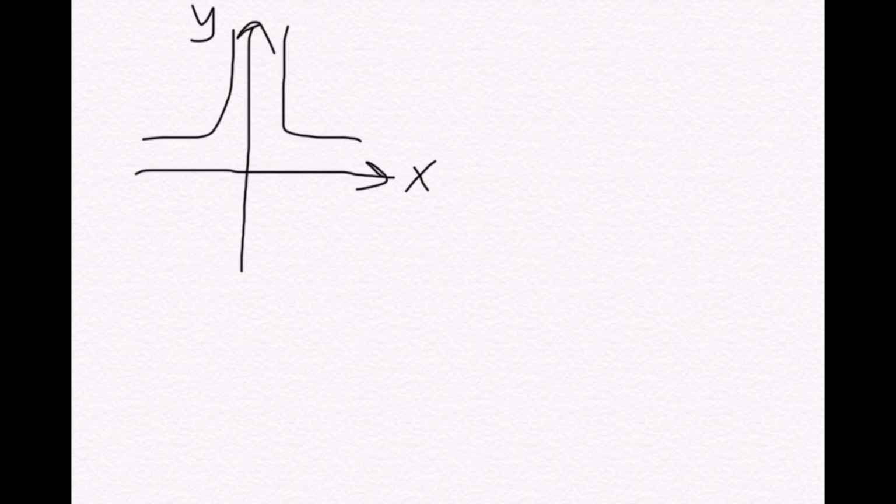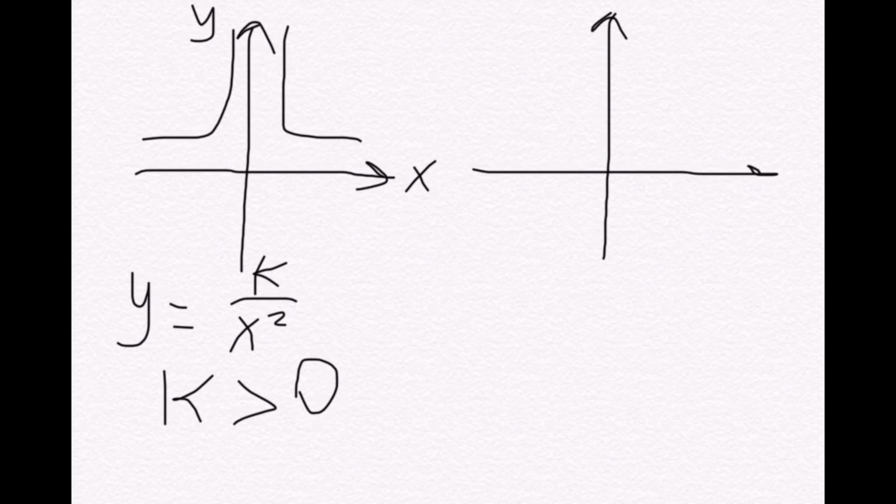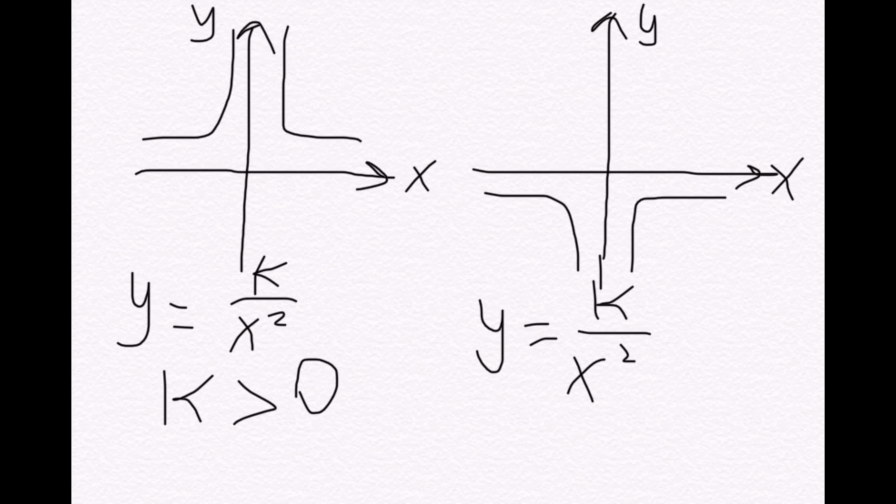Two more graphs that you need to get familiarized with are y equals k over x squared, in which k is bigger than 0. You know that these two branches will lie on the part of the graph where y is bigger than 0. There is actually a reason behind this: you know that x squared cannot be negative and that k is bigger than 0. So a positive number divided by a positive number will give a positive value.